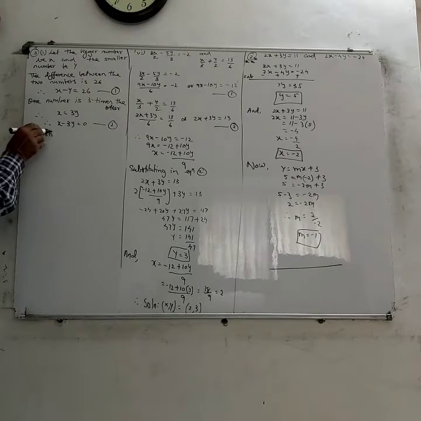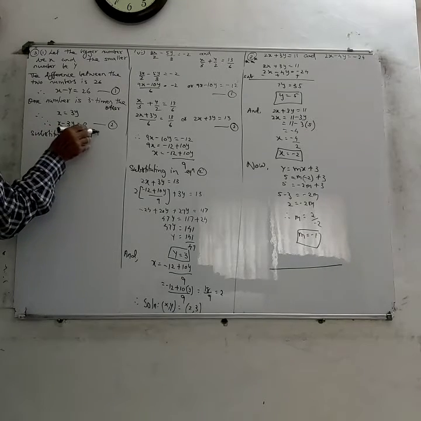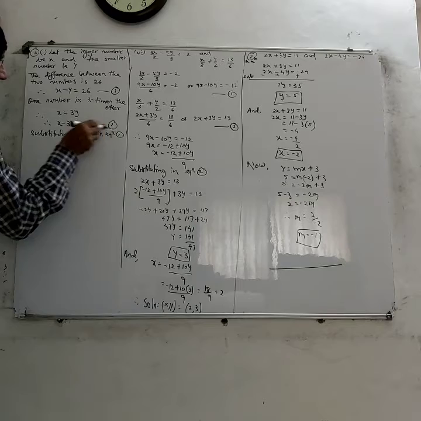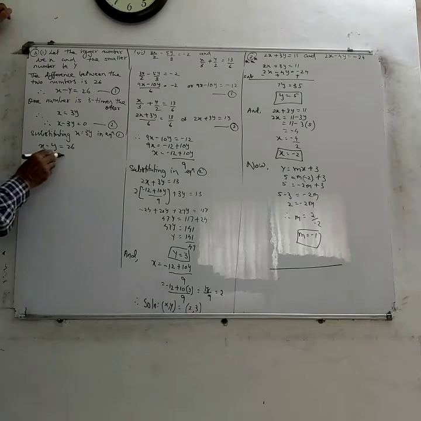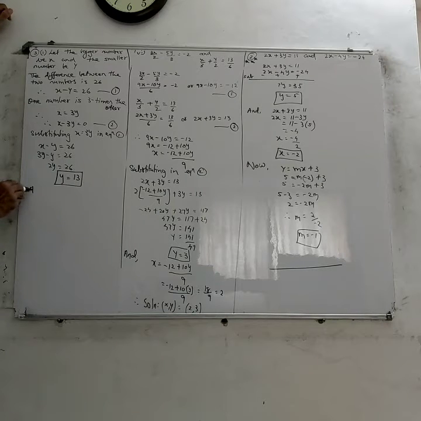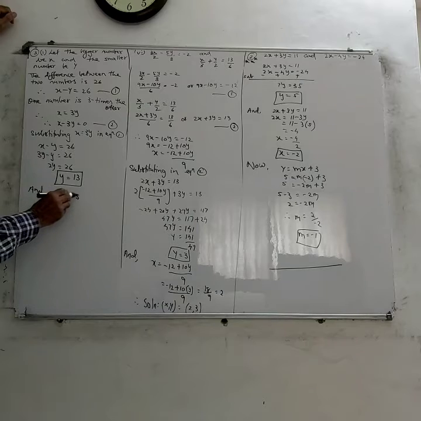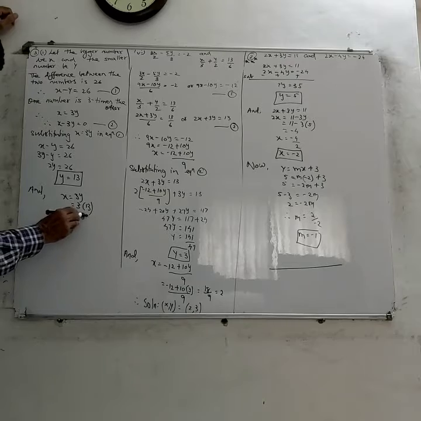Substituting x is equal to 3y in equation 1. Okay, the first equation is this. X minus y is equal to 26. Now we are substituting x is equal to 3y. 3y minus y is equal to 26. 2y is equal to 26. Y is equal to 13. And again x is equal to 3y. So 3 into y, that is equal to 39.